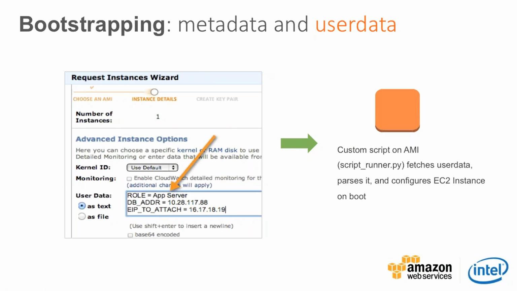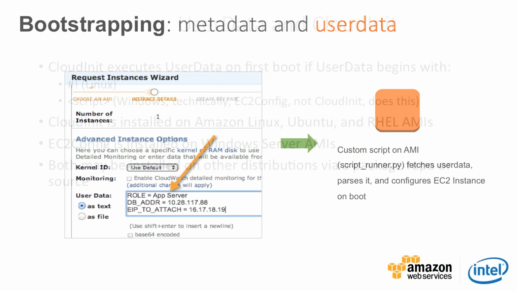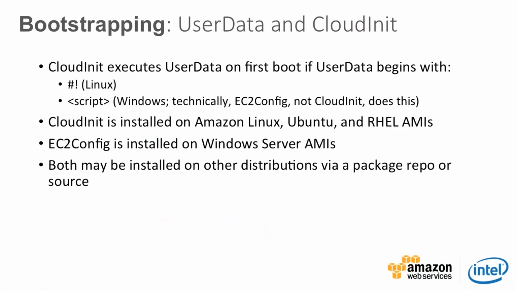Another way of doing it is using the Cloud-init service. Cloud-init is a service that is by default installed on Amazon Linux, Ubuntu, all Amazon managed Linux AMIs. On the Windows AMIs, it's called EC2Config.